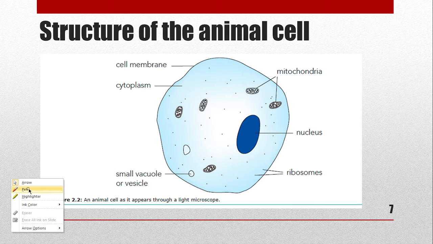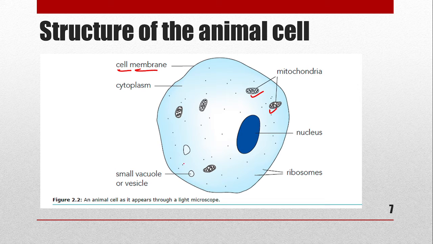Then we have looked at the structure of the plant cell. Now let's look at the structure of the animal cell. In the animal cell, you will notice that there is no cell wall. We only have a cell membrane. Then we have mitochondria. We have our vacuole or vesicle, as I said, any name. Then we have our ribosomes, our nucleus and our cytoplasm.